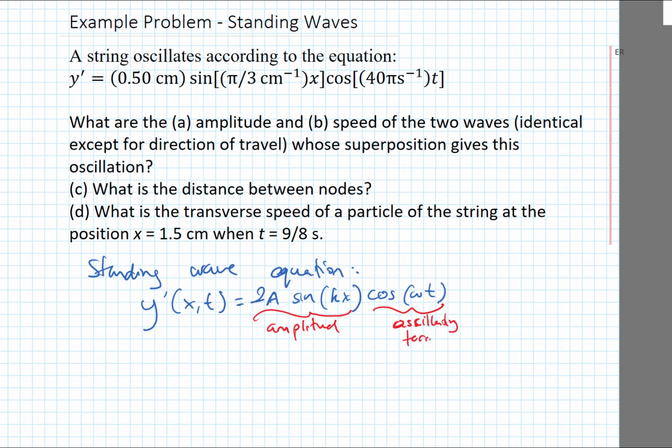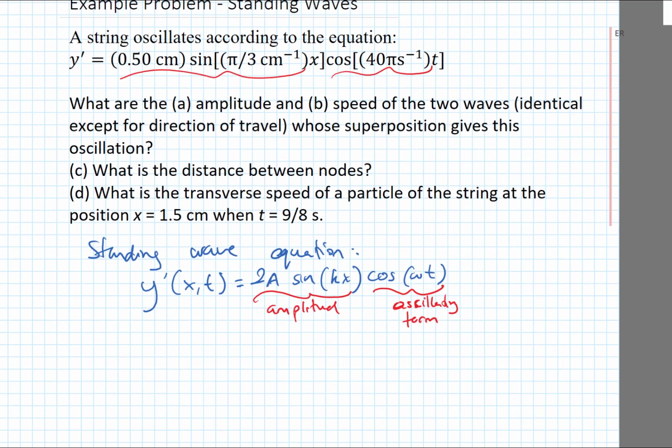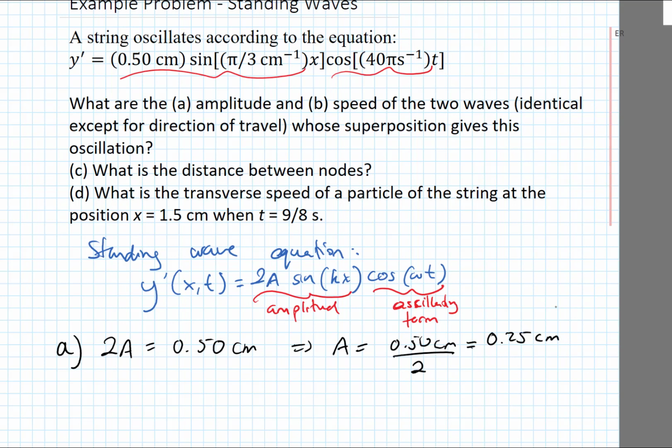And we can tell from the equation we're given what the amplitude term looks like and what the oscillation term looks like. From that we can gather what the amplitude must be of the two identical waves whose superposition gives this oscillation. For example, if 2a is equivalent in our given equation to 0.5 centimeters, that means a must be 0.5 divided by 2. That's the amplitude of each individual wave, or 0.25 centimeters.